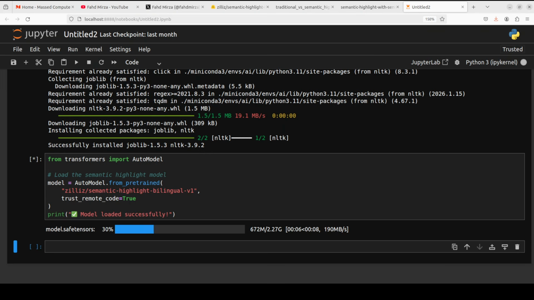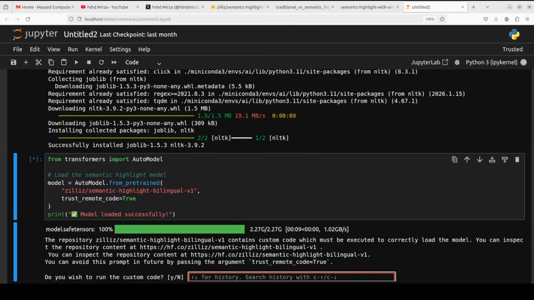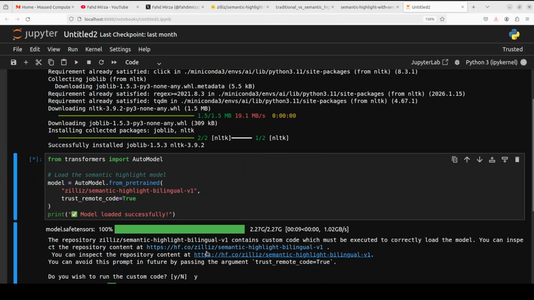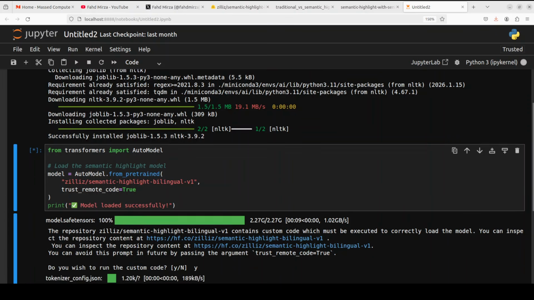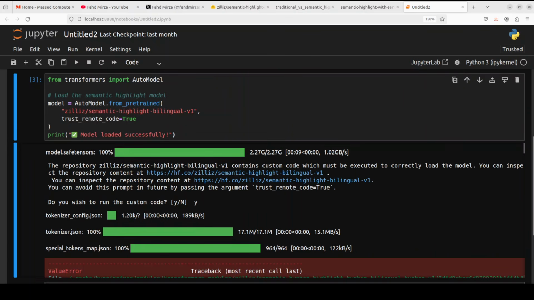And the model is being downloaded. It is 2.27 gig in size. The model size is a bit larger than what I thought. I'll just say yes here. It doesn't matter really. And the model is downloaded.